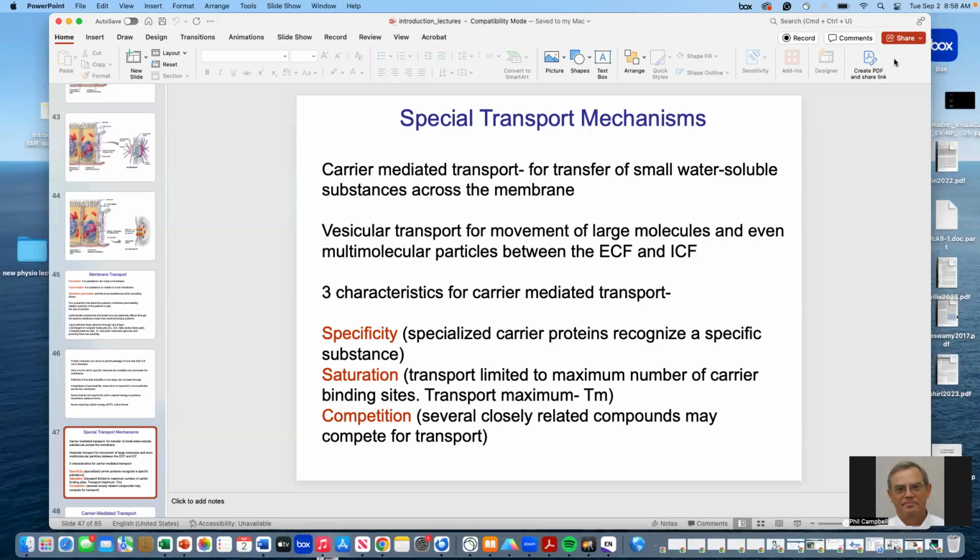Lastly, competition. Now, well, wait a minute. What happens if I've got molecule A, molecule B? They share a certain amount of chemical complexity so that they are more similar than dissimilar, so they have the ability to bind to their respective transport proteins. So that represents competition. Okay? So all transport proteins exhibit specificity, saturation, and competition.